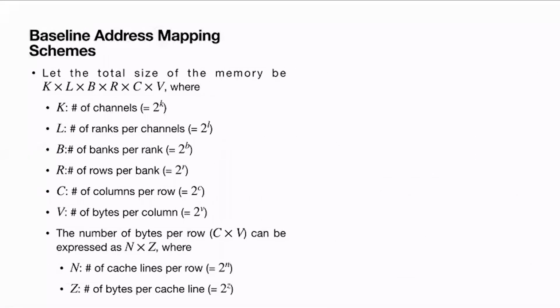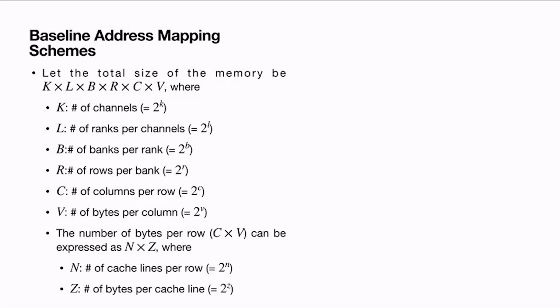And given this, of course, I'm not going to go through this part. The total size of the memory we can consider as K into L into B into all, which are effectively the number of channels, number of ranks per channel, number of banks per rank, number of rows per bank, number of columns per row, and the number of bytes per column. Put together, all these things determine the total size of the DIMM.